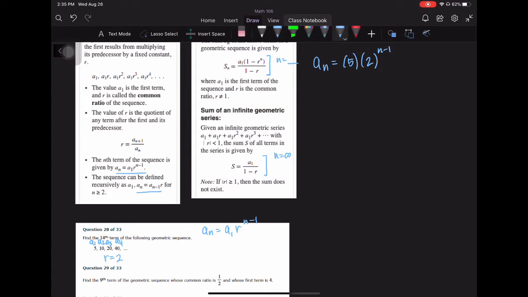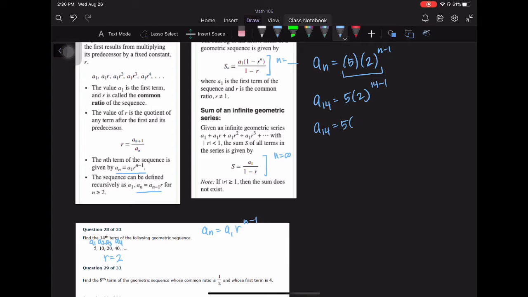Please be careful and do not multiply 5 times 10. That violates the order of operations. We want to keep them separate. Okay, now we're going to use this information to find the 14th term. The 14th term is given by 5 times 2 to the 14 minus 1.